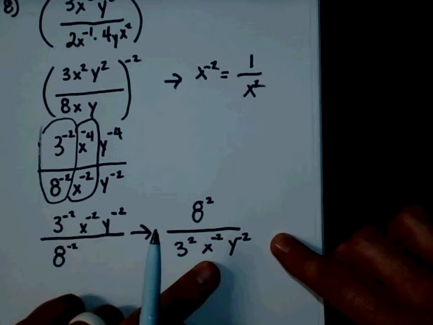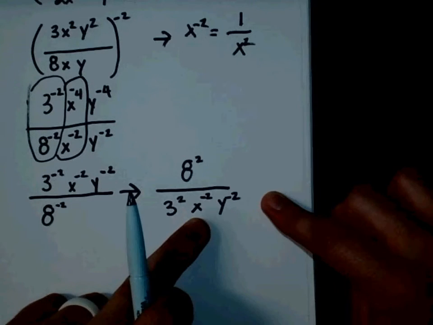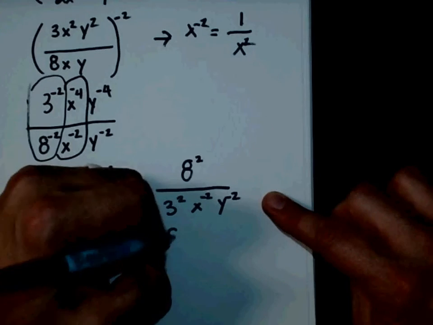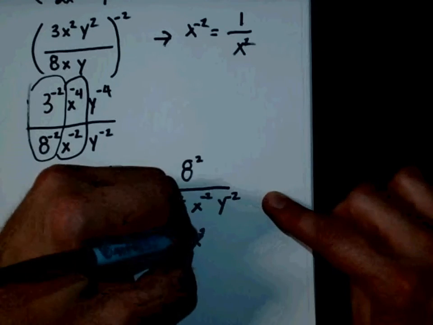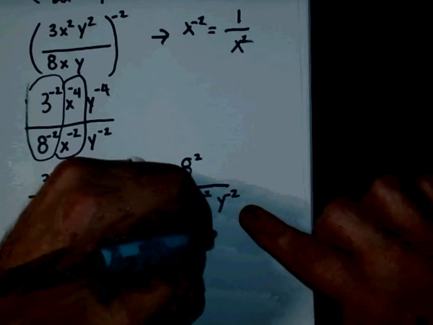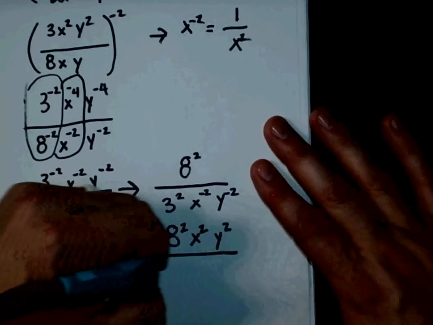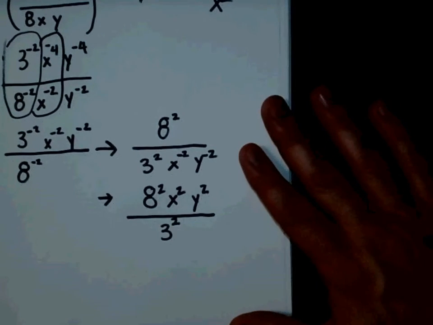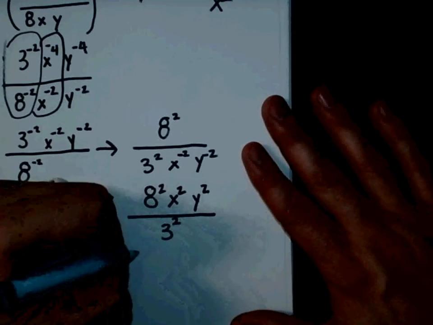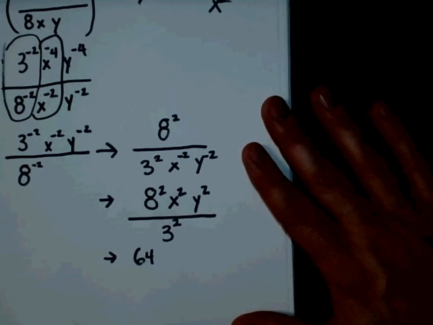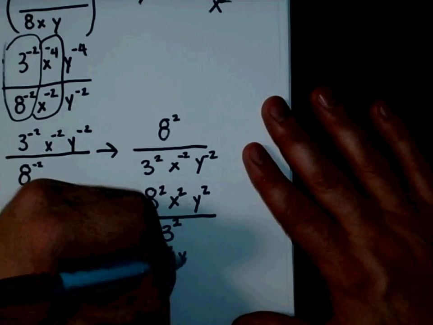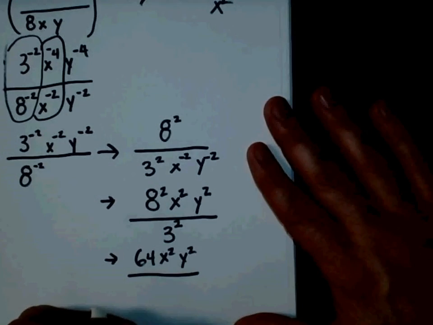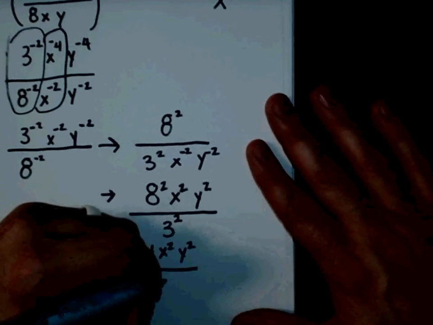So what is this x to the negative 2 going to do? It's going to go positive by going to the top. So this is going to become x squared up top. What's the y going to do? Go to the top and be positive. Okay, and then we have 3 squared in the bottom, and now I can take care of my numbers. My numbers become what? 64 x squared y squared all over, what's 3 squared? 9.